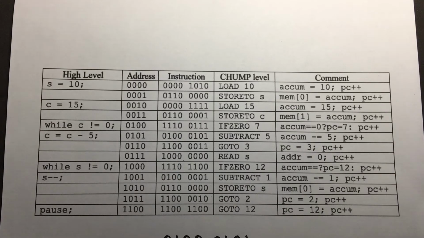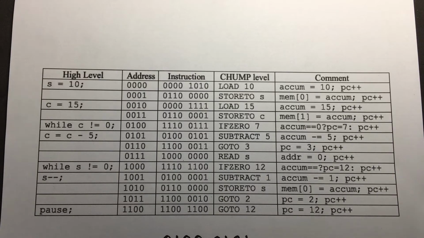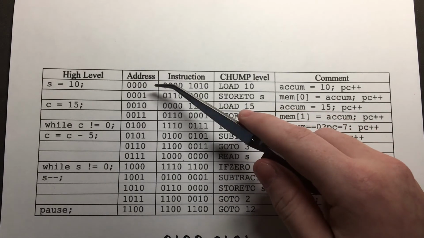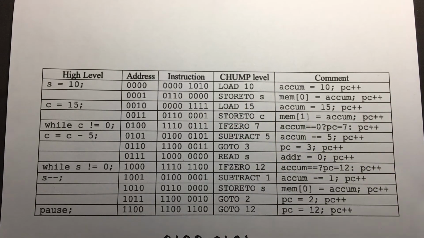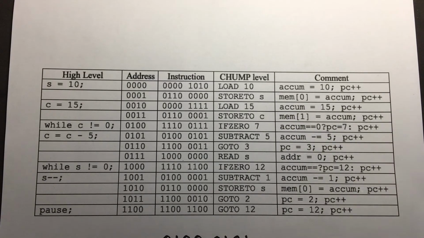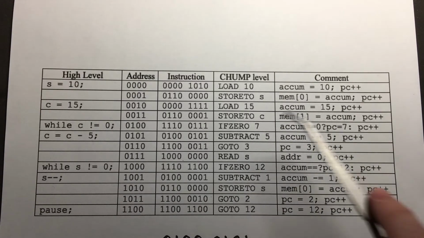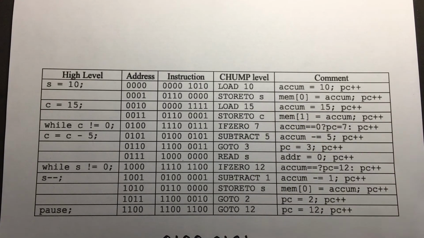So what the load command does is it will load 10 into the accumulator and increase the program counter by 1. So the program counter will count up as the program goes, so that's the address basically. So program counter equals 0, then it's 1, 2, 3, and so on. So the next command, store to, says the memory at location S is equal to the accumulator. So memory S, which is 0 in this case, equals the accumulator, which is 10. And then program counter plus plus.